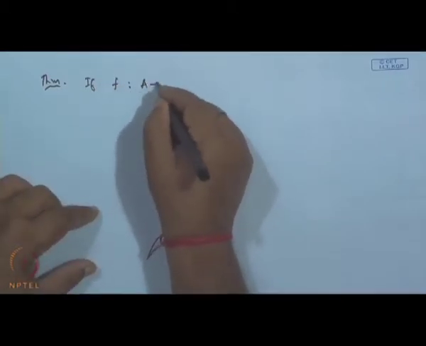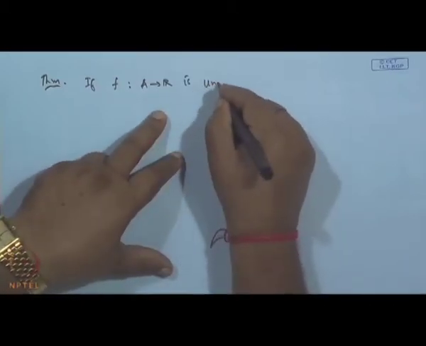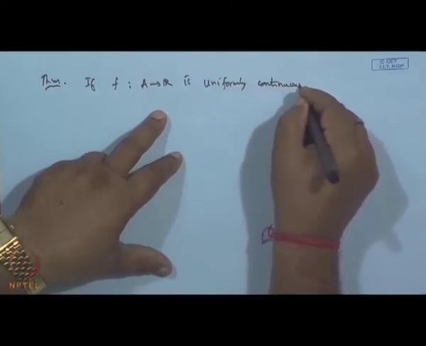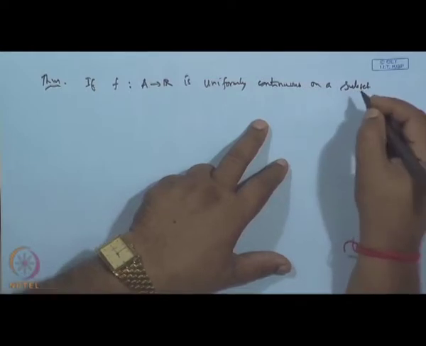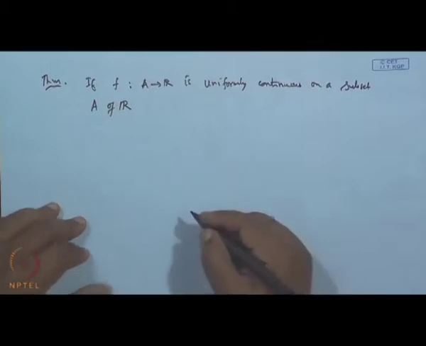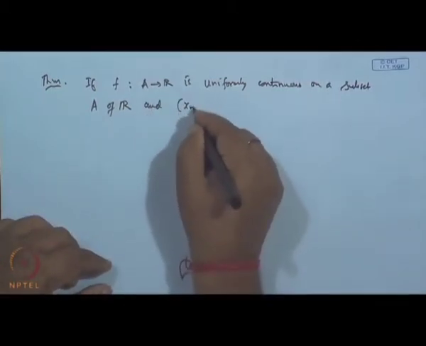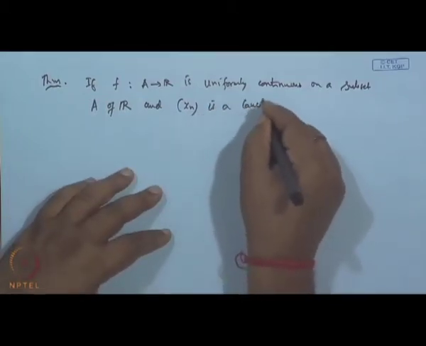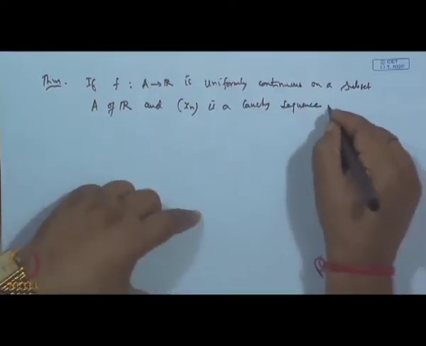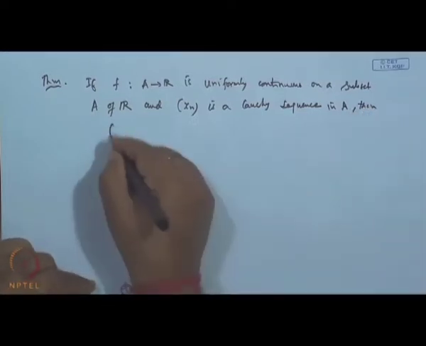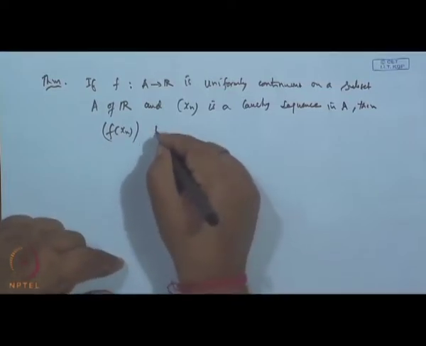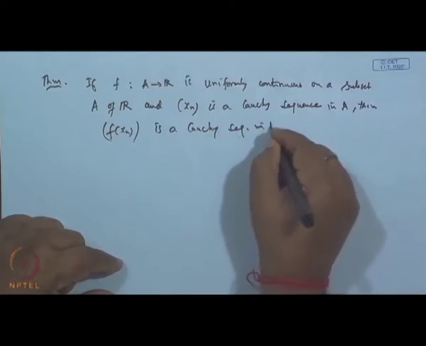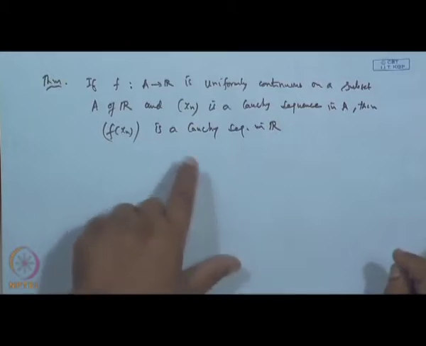Now, there is one more result, the theorem which says: if f, a mapping from A to R, is uniformly continuous on a subset A of R, and if x_n is a Cauchy sequence in A, then f(x_n) is a Cauchy sequence in R. It means that if f is a uniformly continuous function, then it will transfer a Cauchy sequence to a Cauchy sequence.